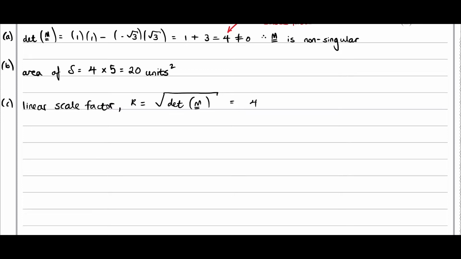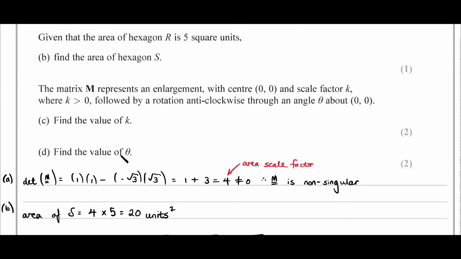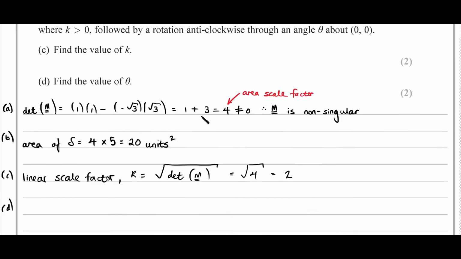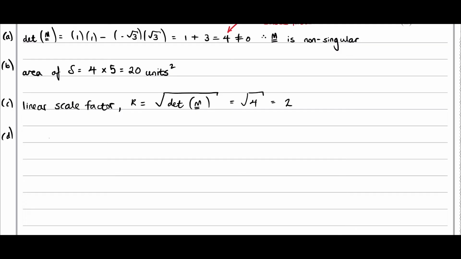So we have the square root of the 4, which is 2. And now for part D, we have to find the value of theta. Now, when we have a combination of transformations, we would have to work backwards. So let's just write this down. We would have to work backwards.